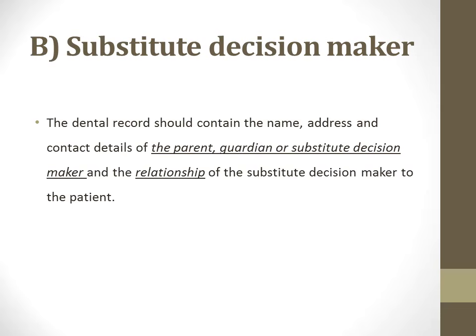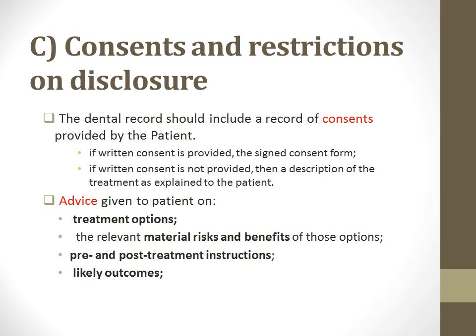If the patient cannot make a decision, the dental record should contain the name, address, and contact details of the parent, guardian, or substitute decision maker and the relationship to the patient. Also include a record of consents provided by the patient. We will talk more about consents, but if a written consent is provided, the signed consent form should be included. Also, if a verbal consent was provided, a description of the treatment as explained to the patient must be included in the record.